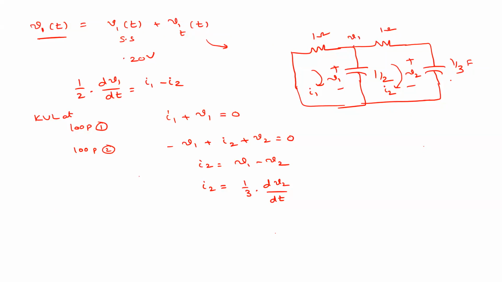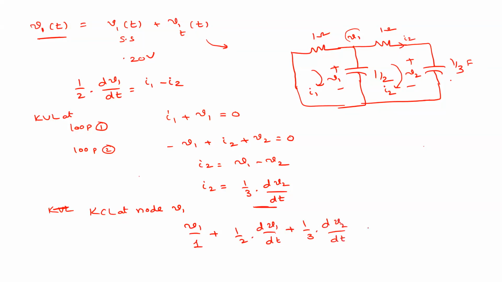Now if we apply KCL at node V1, what will you get? We assume that the voltage is V1, right? So V1 by 1 plus 1 by 2 into dV1 by dt. What is the next one? This is the current I2, which is equal to 1 by 3 dV2 by dt. Agree? Yes, sir. This is I2, but I2 is equal to 1 by 3 dV2 by dt, which is equal to 0.